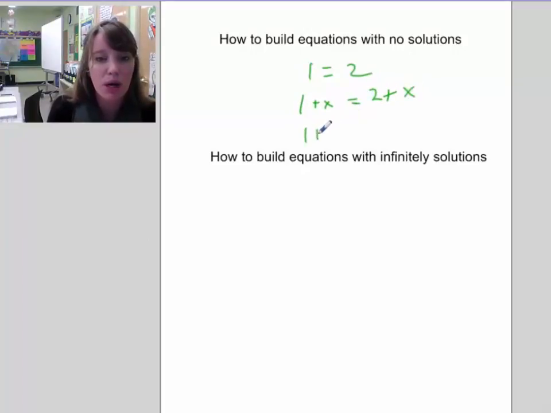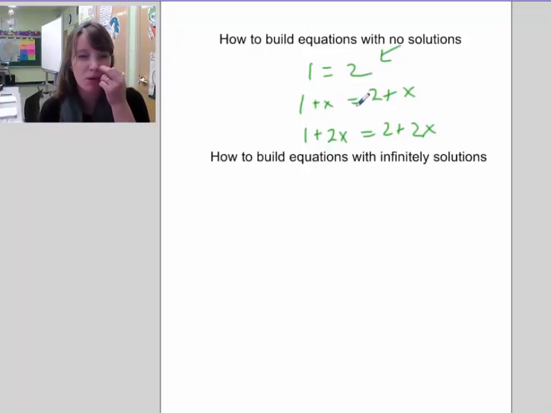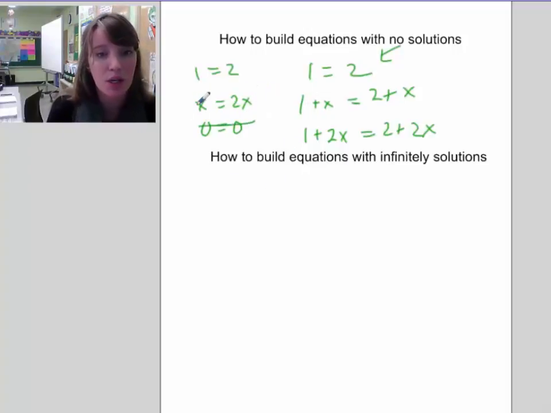You could have said 1 plus 2x is equal to 2 plus 2x, and that's still an equation with no solutions, because there's nothing you could put in to have 2x plus 2 be the same as 2x plus 1. So start with something that isn't true and work backwards. But make sure that the first step I made was incorrect, because if I start here and multiply each side by x, there is actually a solution to this equation, and that would be 0, right? If I put 0 in here for x, I'd have 0 is equal to 0. That's the only solution to this equation, so don't do that.